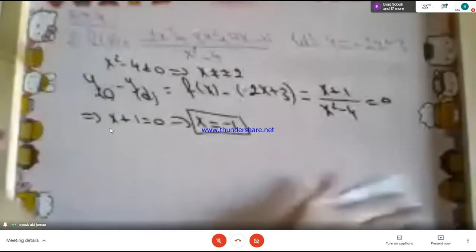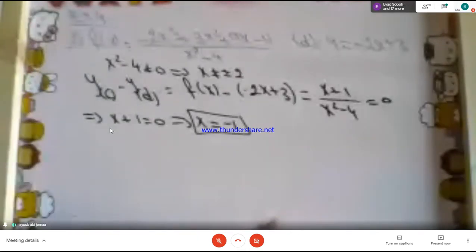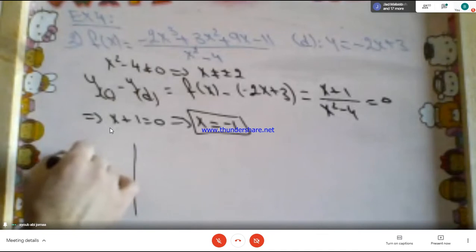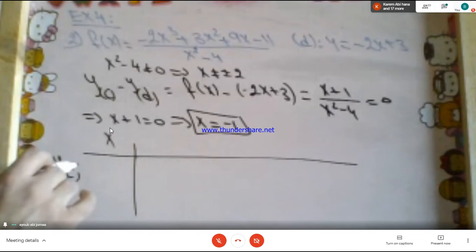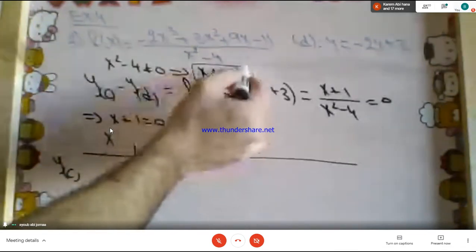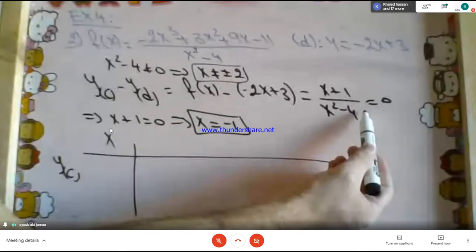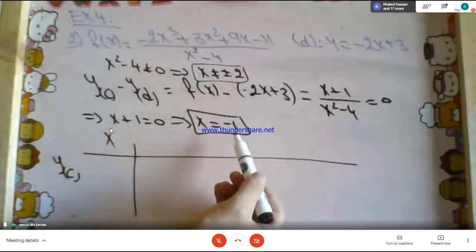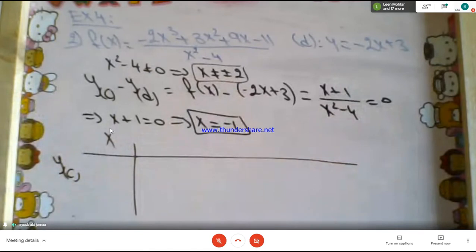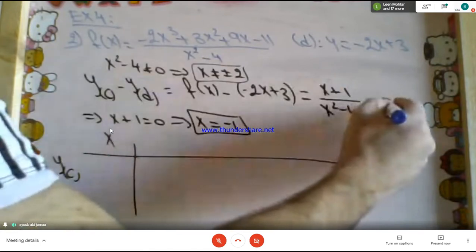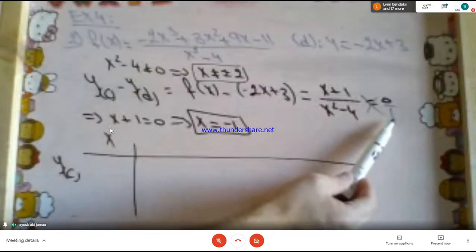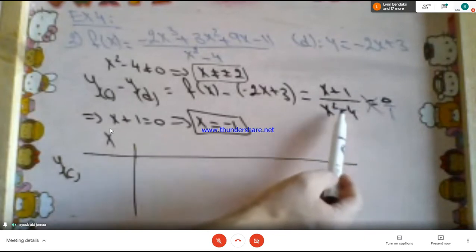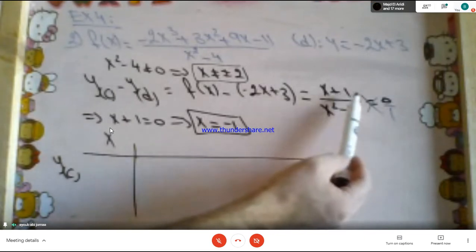X equals negative 1. This number you have to include in the table. Professor, when we put x squared minus 4... I'm going to put it here. You mean when you put it equal to 0? Why did you also put x squared minus 4 equal to 0? When you use the cross product, over 1, cross product, x plus 1 times 1 is x plus 1, and 0 times x squared minus 4 equals 0. So only x plus 1 equals 0.